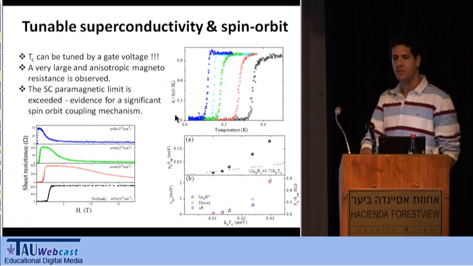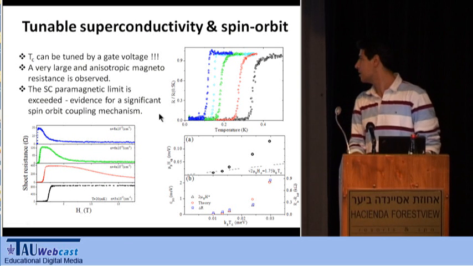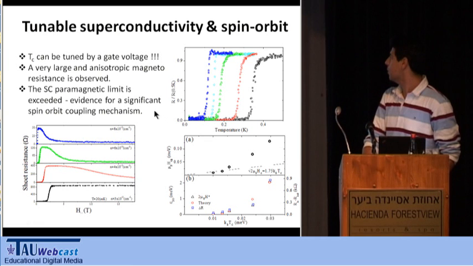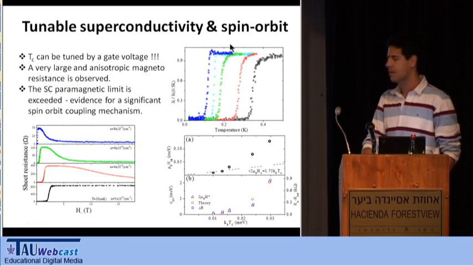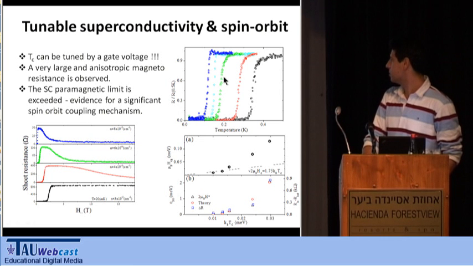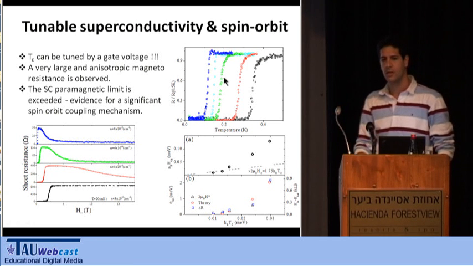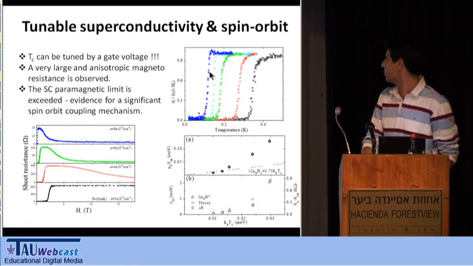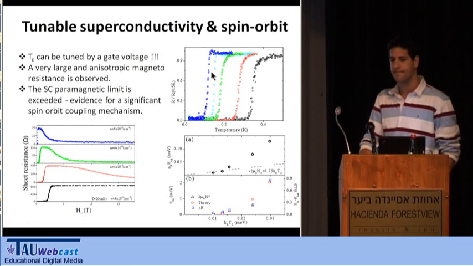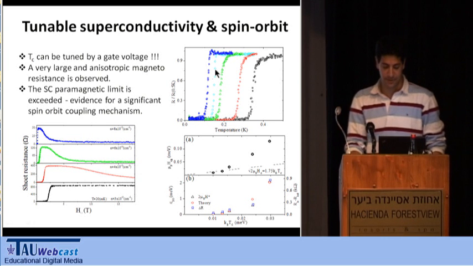In addition, if you want to know more about it, what we saw is that we can also tune the spin orbit mechanism in the interface by this gate voltage, and this is also an important feature for the semiconductor industry. So you are welcome to see us.